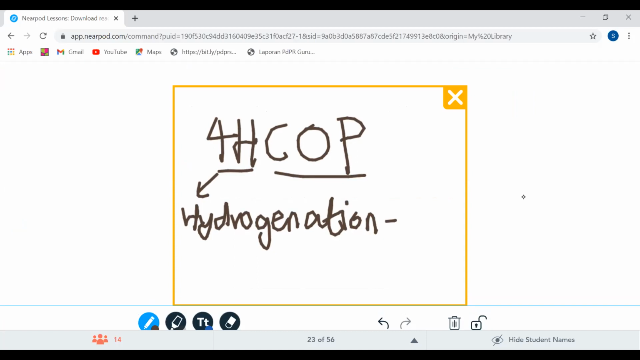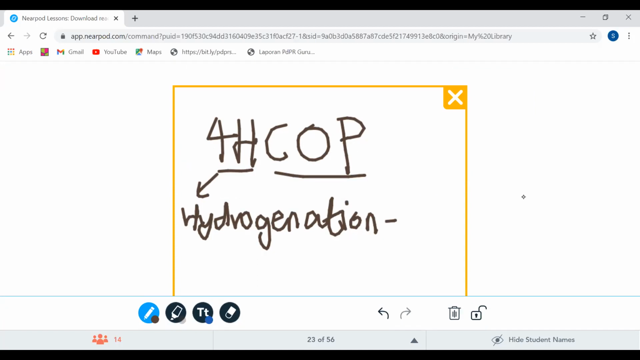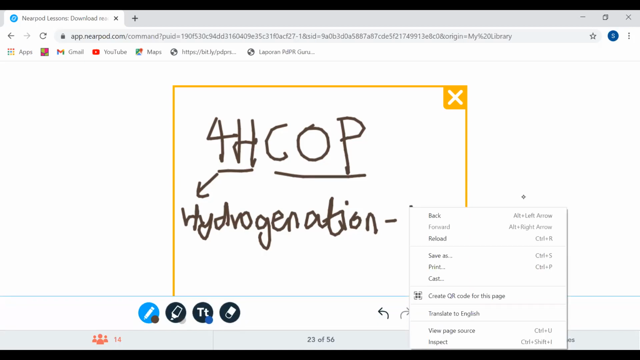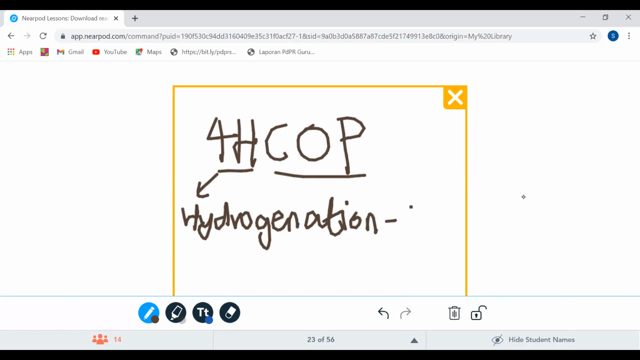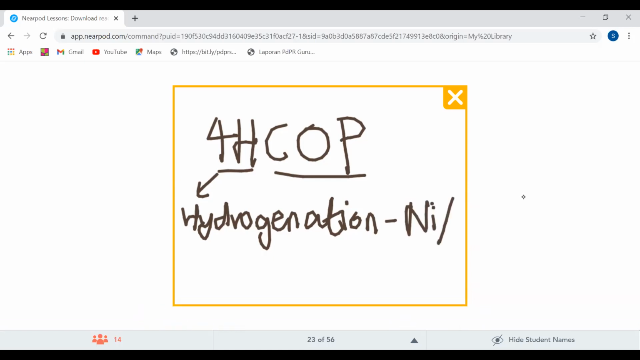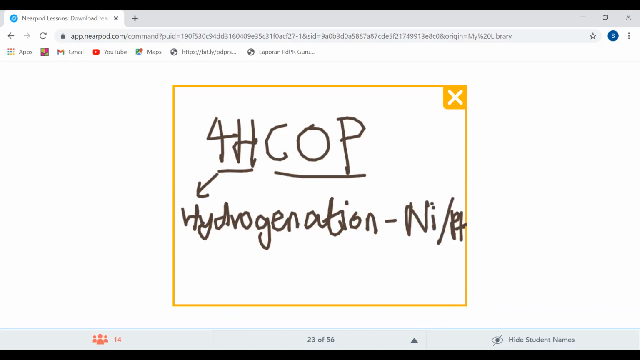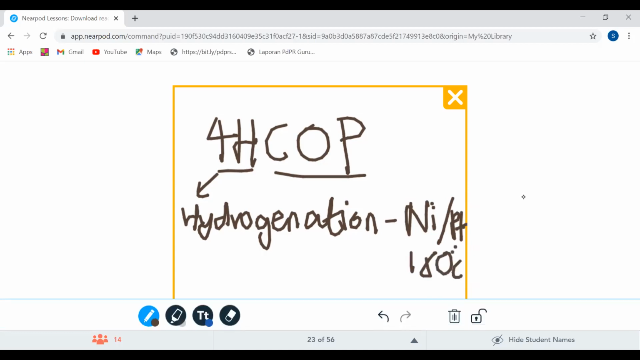Basically the hydrogen will come over to combine with the alkene. What is my catalyst? Nickel, okay, nickel or platinum. How many degrees Celsius? 180 to 200. Okay, 180 degrees Celsius, correct.